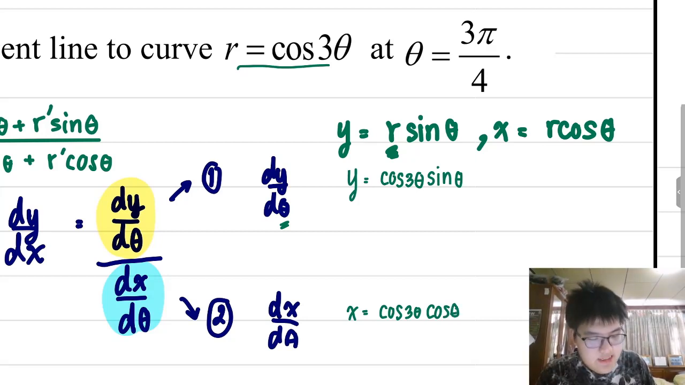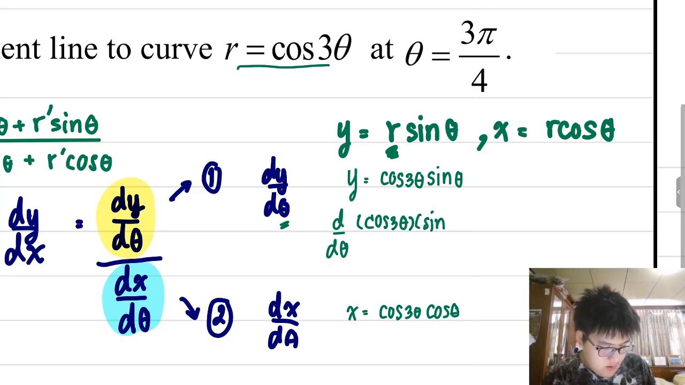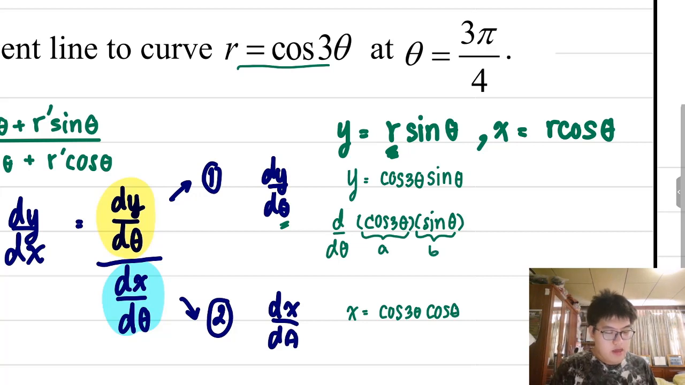And then we get the derivative of y. The derivative with respect to theta of y, which is cosine 3 theta multiplied by sine theta. In this step, you use the product rule that you have to know. You can see this one is A and the other is B. The product rule is A multiplied by the derivative of B plus B multiplied by the derivative of A. Then we will get this.